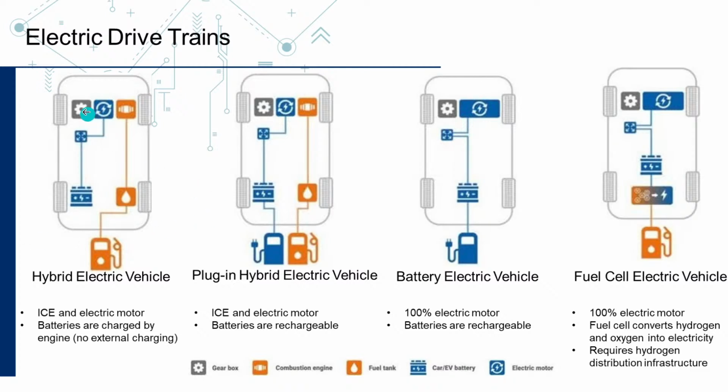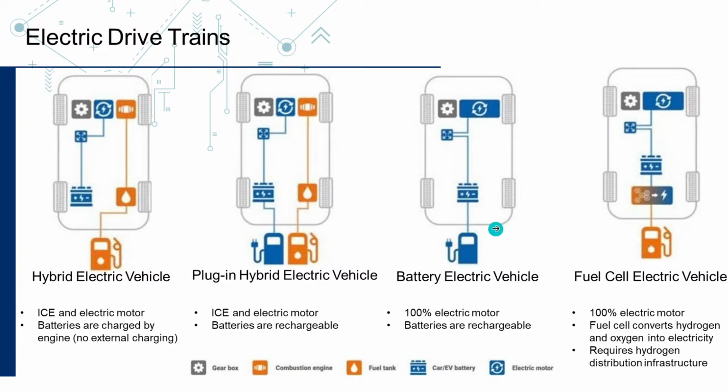Here you can see this is a gearbox, this one is the electric motor, this one is the combustion engine, and this is the battery. We know this is the fuel tank, and this is the electrical outlet.